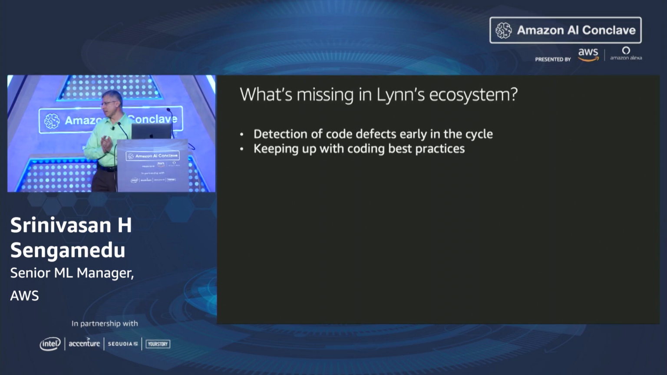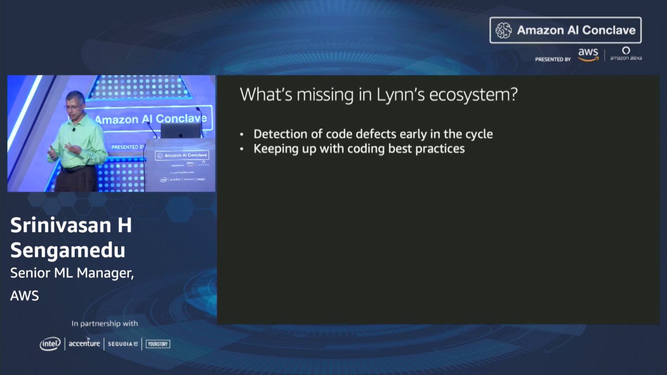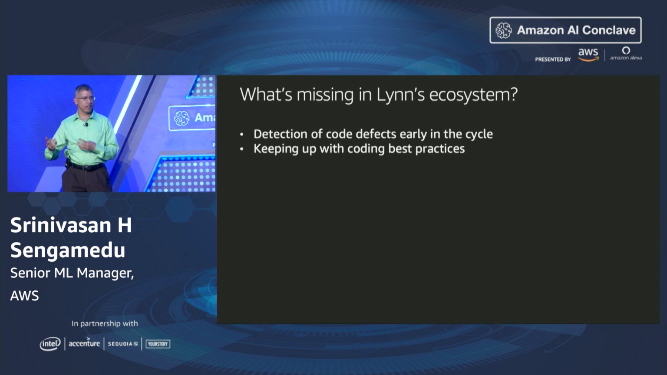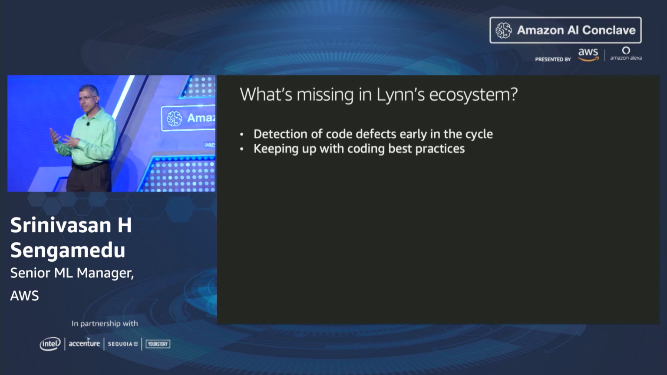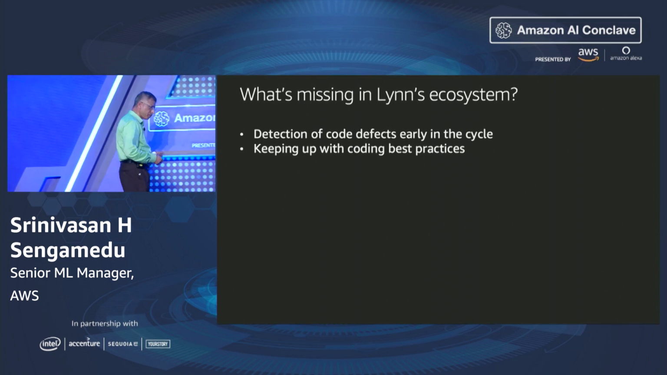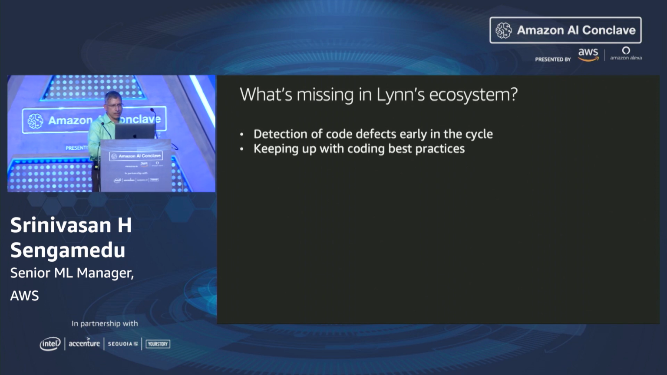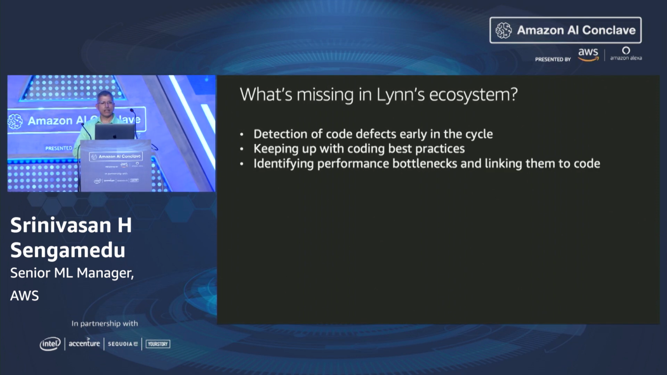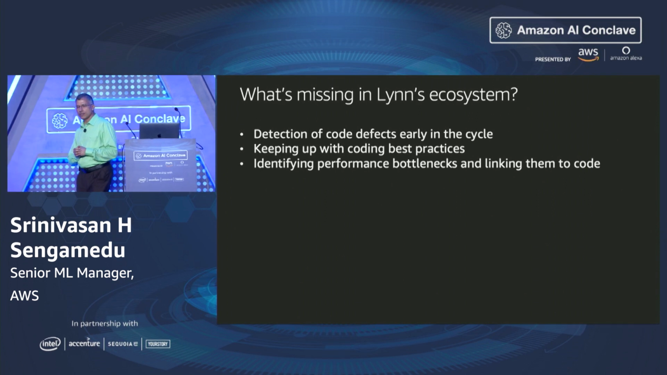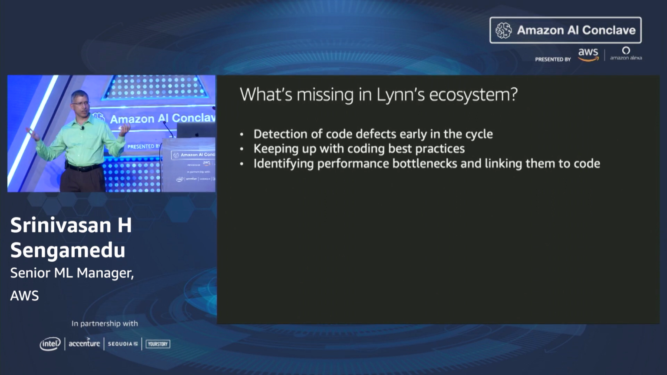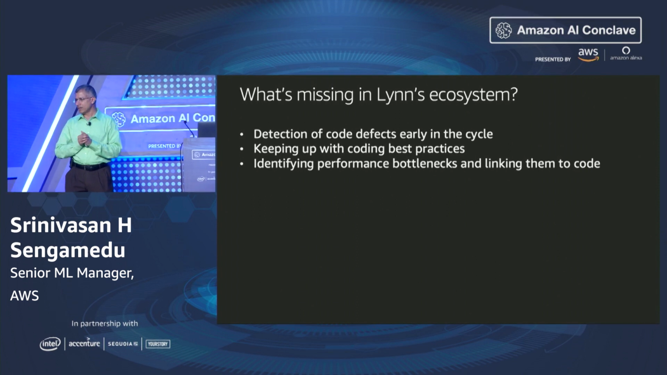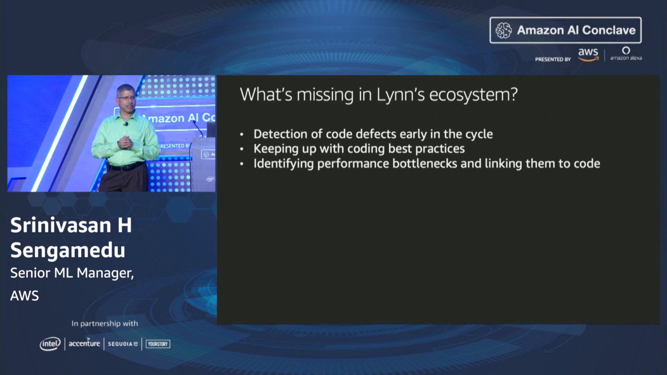The second one is keeping up with the best practices. The areas software touches upon these days are just increasing, and it's difficult for teams, especially small teams, to be up to date with several of these emerging practices. The other thing missing is identifying performance bottlenecks and linking them to code. A typical running application has thousands of methods, and let's say you want to increase the utilization or reduce the latency. Where do you start?